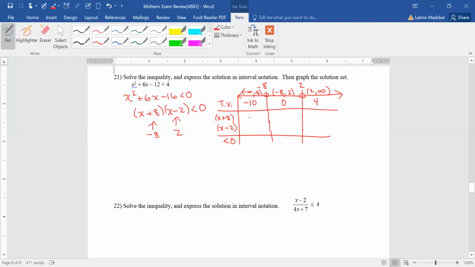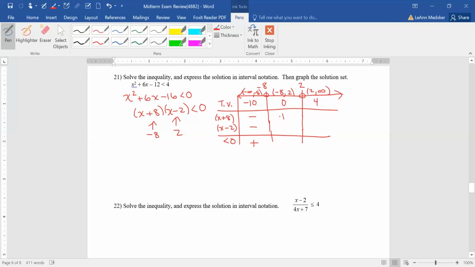So you could write the actual numbers here if you want, but it's not necessary. You really just need to know, if I plug in negative 10 into both of these factors, does the answer come out positive or negative? And then if I multiply those two answers together, is it positive or negative? So negative 10 plus 8 is a negative. Negative 10 minus 2 is a negative. A negative times a negative is a positive.